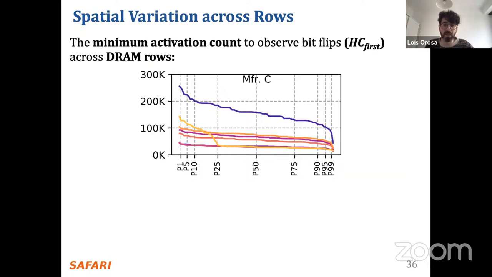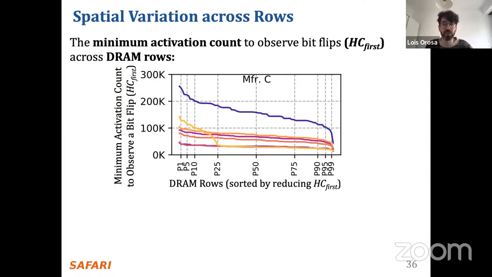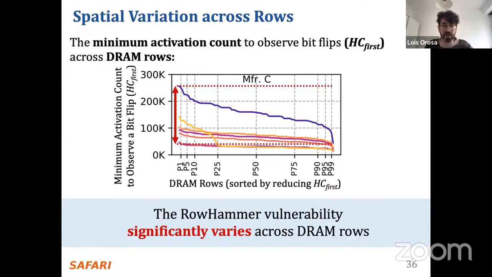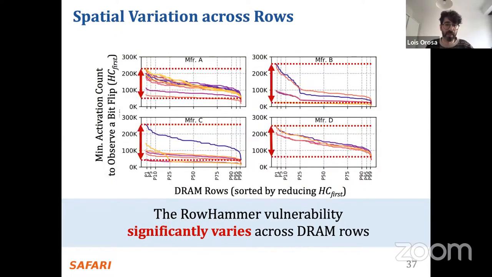To do this analysis, we first investigate how HCfirst, the minimum activation count to observe a bit flip, varies across different DRAM rows, sorted by reducing HCfirst value on the x-axis. Each curve in this plot represents a different DRAM module. You observe that HCfirst values, and thus the RowHammer vulnerability, significantly vary across DRAM rows as we highlight here. This significant variation can be observed on modules from all 4 manufacturers.